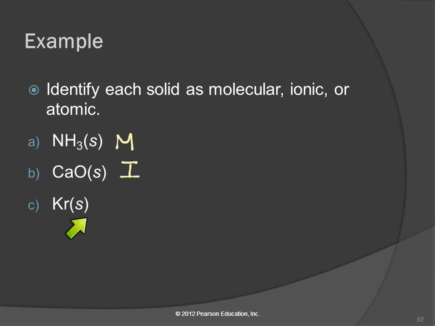And how about krypton? That one must be atomic, right? The atomic ones are always going to be elements. This one can't be atomic because it's a molecule. And here we've got ions that are stuck to each other. This is ionic. So the atomic ones are going to be a single element. Any questions?